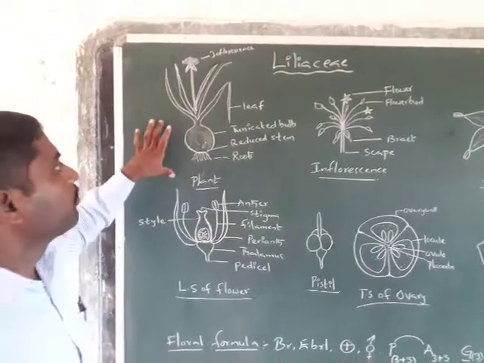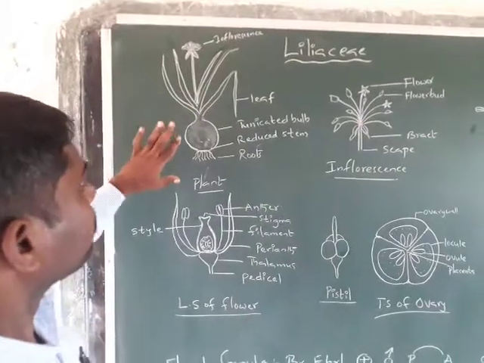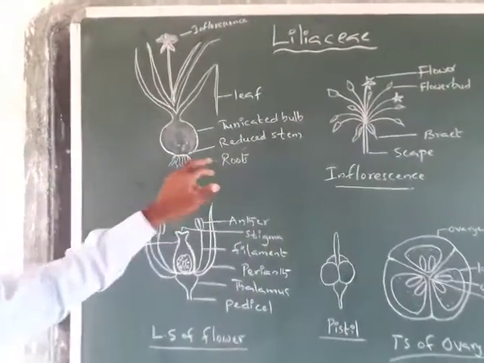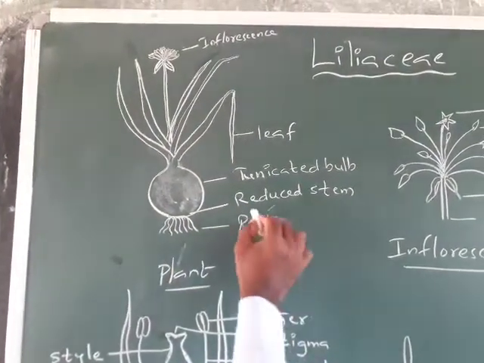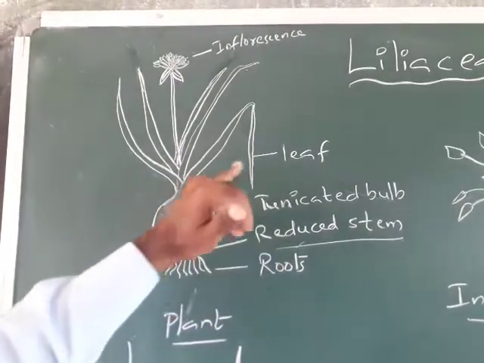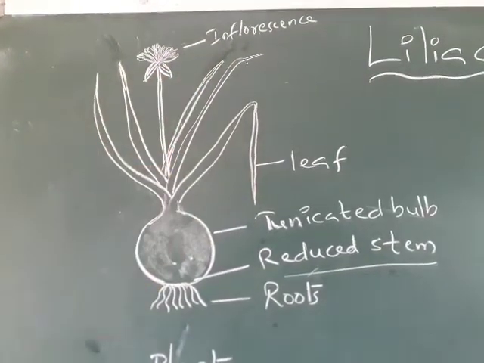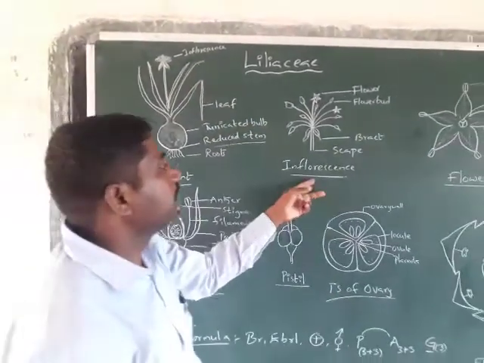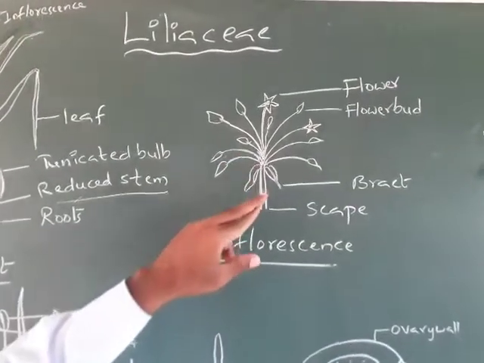Here is a typical plant, an onion plant. See here, it has the roots, the adventitious roots, and the stem is a reduced stem. The sheath is the tunicated bulb, and these are the leaves. Here it is the inflorescence. Here is the umbel type inflorescence.